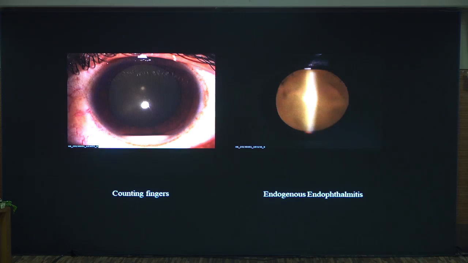Ask for a history of any IV transfusion, drug abuse, a dextrose infusion, fever, any uncontrolled diabetes. So, underlying risk factors which may predispose a patient to endogenous endophthalmitis.